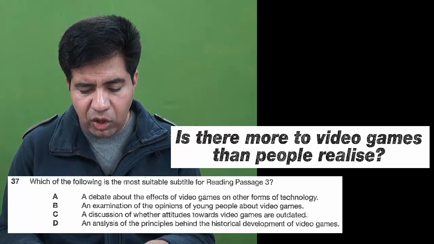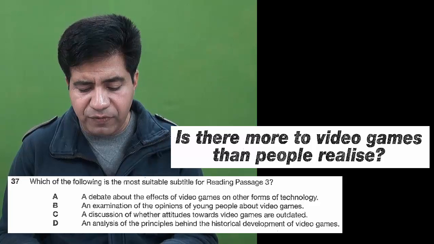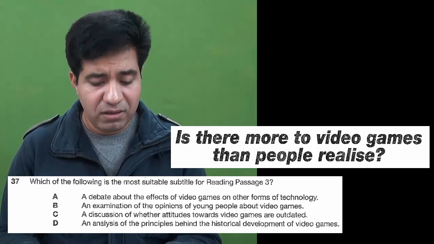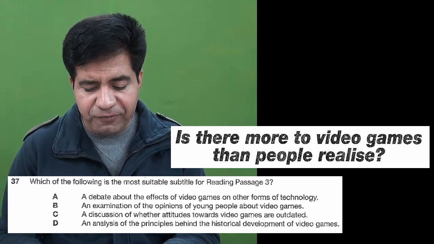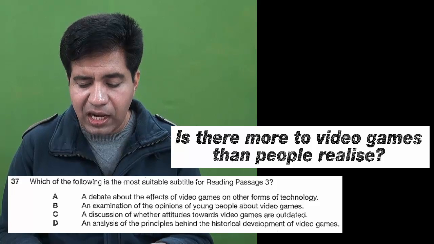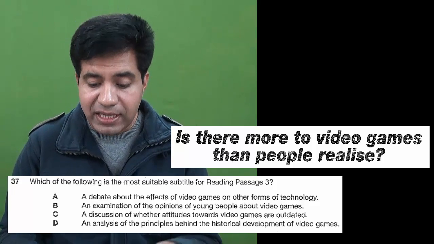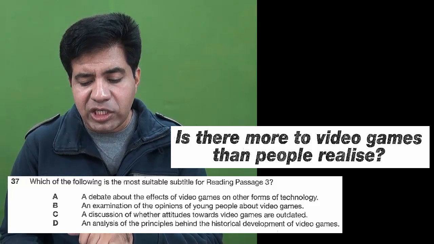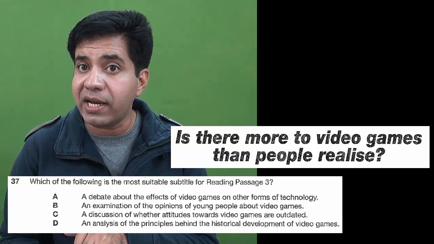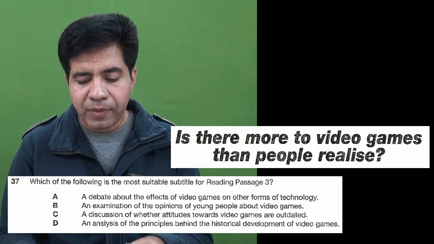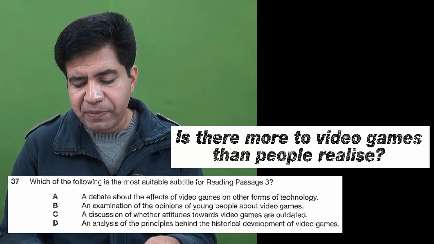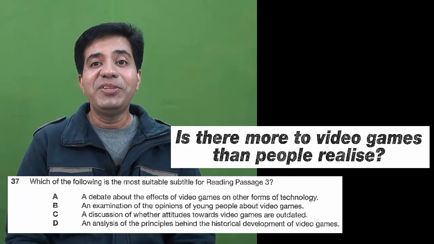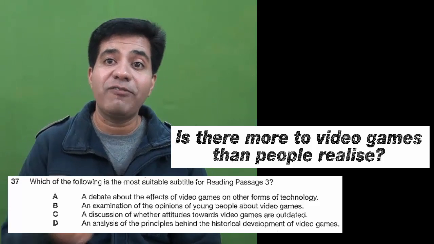B, an examination of the opinions of young people about video games. No. C, a discussion of whether attitudes towards video games are outdated. Yes, they are checking the attitudes of the people towards video games, whether attitudes are outdated or perfectly fine. And D, an analysis of the principles behind the historical development of video games. Not at all.